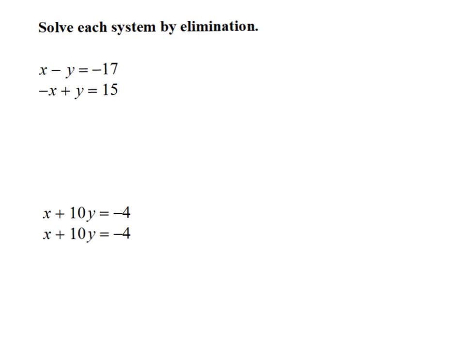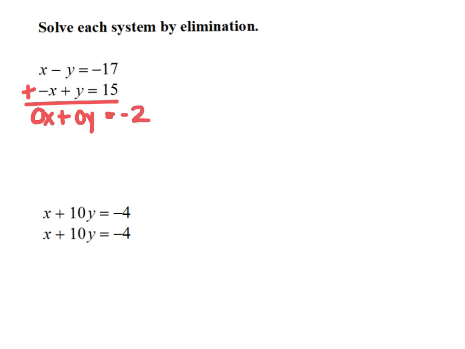So in this example, it asks us to solve each system by elimination. So for the first problem, we can see that if I add straight down, the x's will cancel and the y's will cancel. So I can already just apply elimination by adding. And when I do this, negative x plus x becomes 0x. Negative y plus y becomes 0y. And negative 17 plus 15 becomes negative 2.